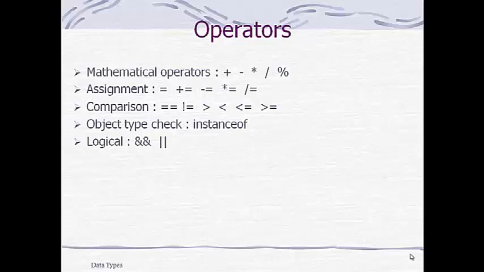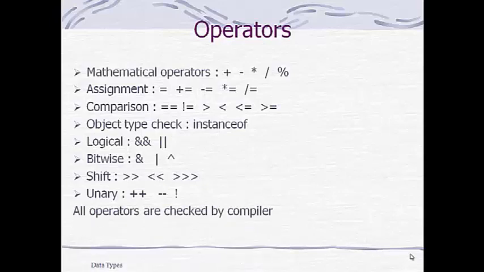Logical operators: and, or. Bitwise operator: and, or, exclusive or. Shift: greater than, less than, greater, that is unsigned operation. Unary: plus plus, minus minus, not. All operators are checked by compiler.